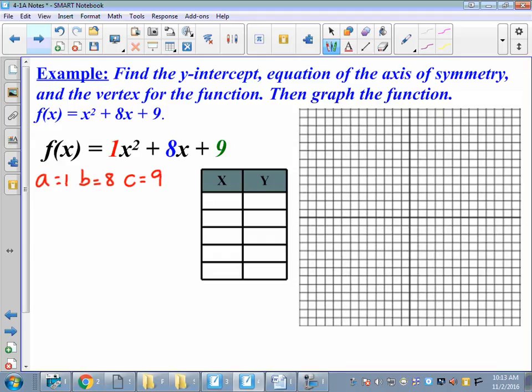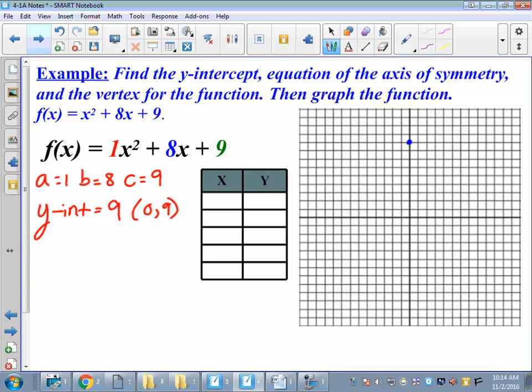So my y-intercept is the easiest thing to find. My y-intercept is 9. It's equivalent to c. So you find c, and that's your y-intercept. Another way to write a y-intercept is the ordered pair 0, 9. So I know that this parabola hits the y-axis at 0, 9. So I'm just going to put a point at 0, 9.